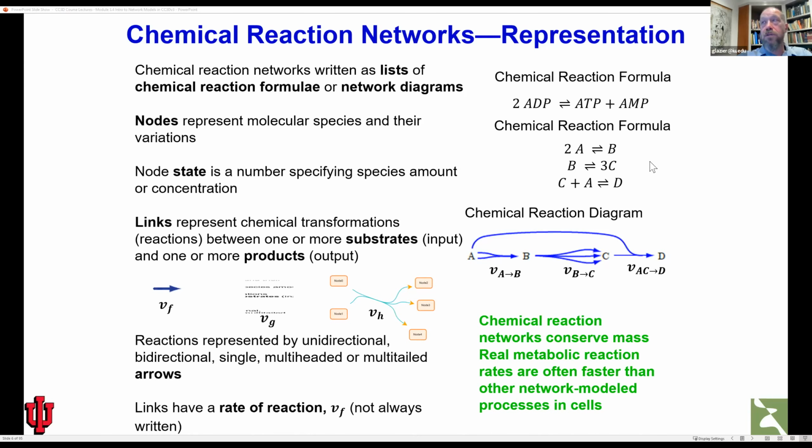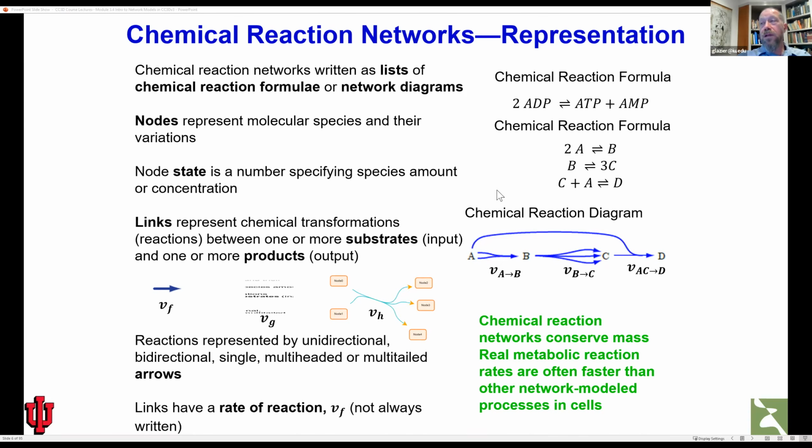These chemical reaction formulas are in the form of a substrate on the left and a product on the right. We get rid of 2 ADP and we get 1 ATP and 1 AMP. On the other hand, we could run this backwards and take an ATP and an AMP and turn it into 2 ADP. We're not talking here about the energy.